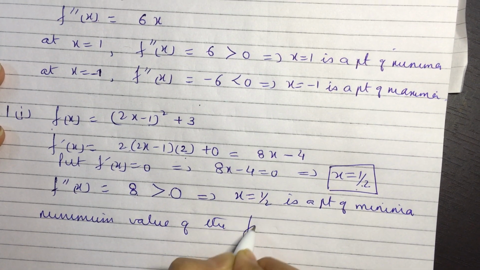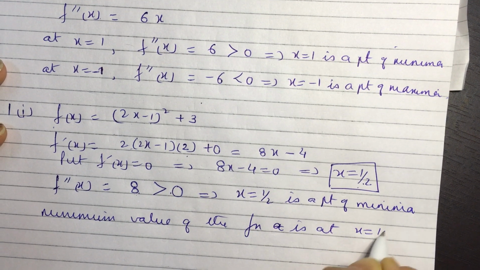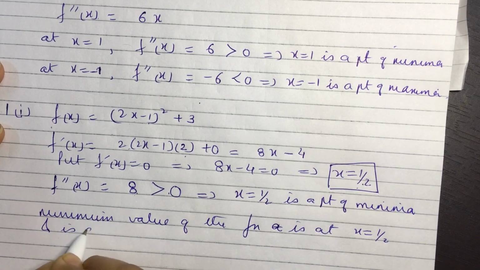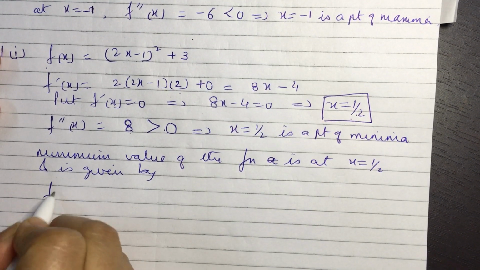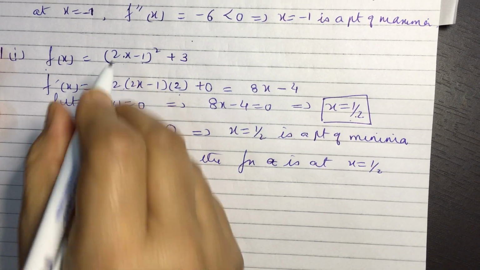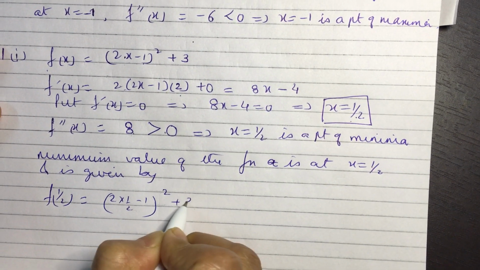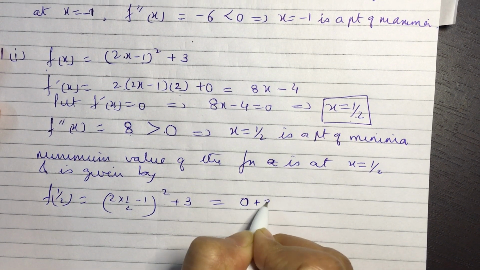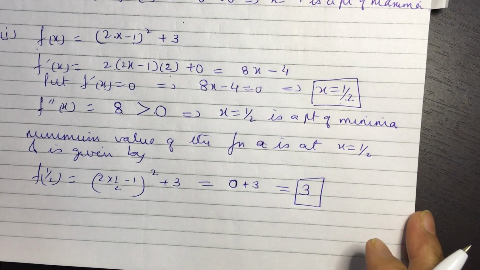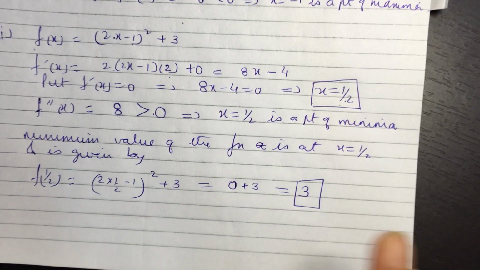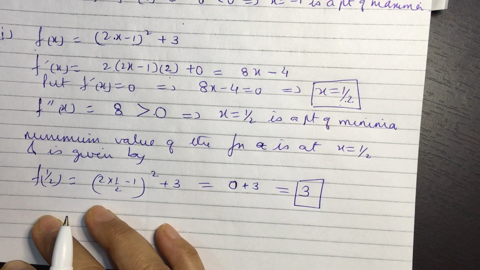And so the minimum value of the function is at x equal to half and is given by f(half) equal to, just substitute over here, (2 into half minus 1) whole square plus 3, which is 0 plus 3, which is 3, and this is the answer which we had found out. So using this second derivative test, you can try out any and every question which is given to you.